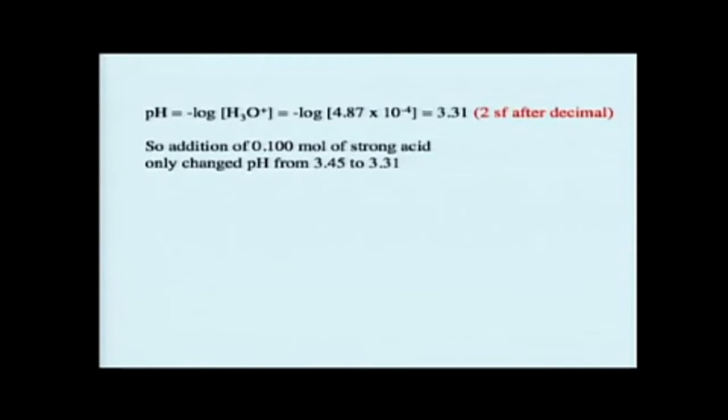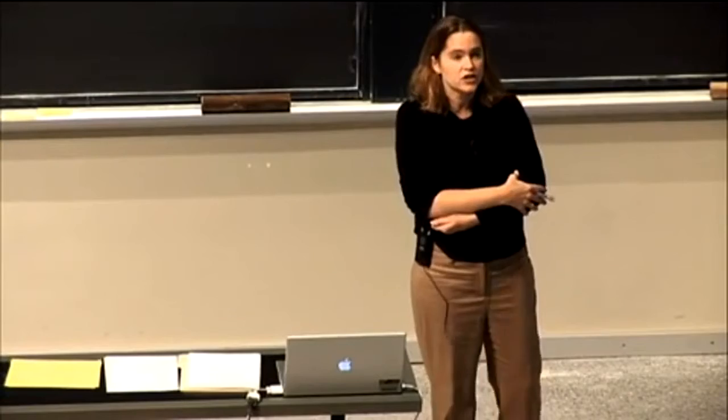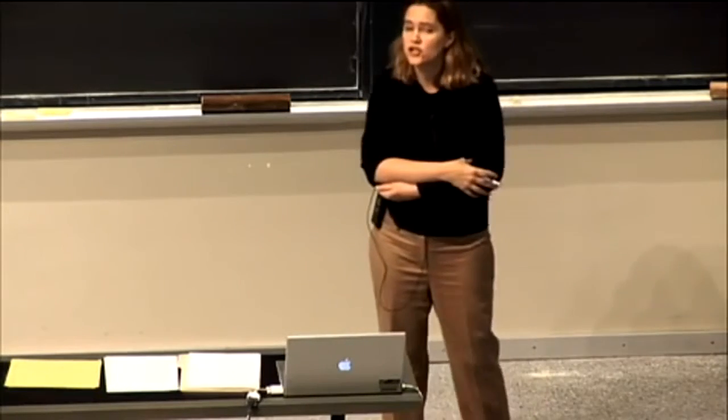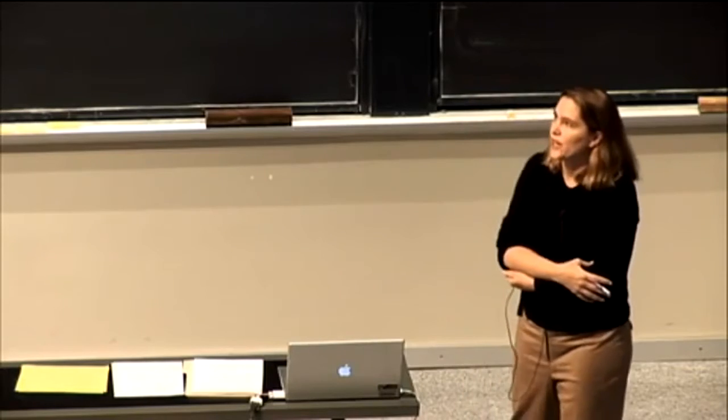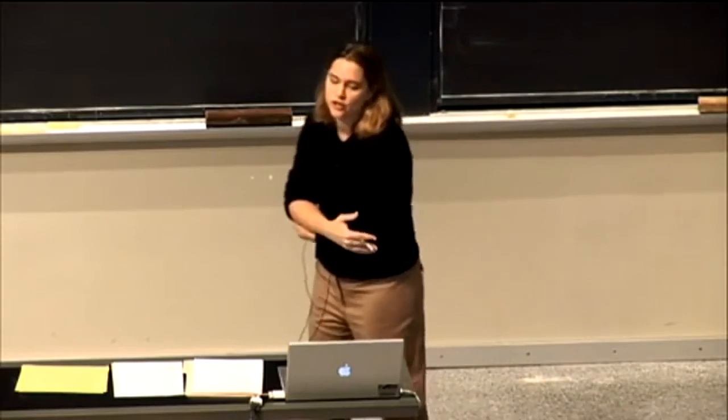Again, 2 significant figures after the decimal place because of the volume. So addition of 0.1 moles of a strong acid changed our pH from 3.45 to 3.31. So it buffered pretty well. There was a change in pH. We added acid, and the pH did go down, but not by an enormous amount. And so that's because this turned out to be a pretty decent buffer here. So we didn't have a really huge effect.